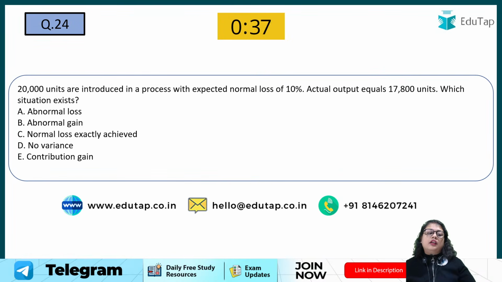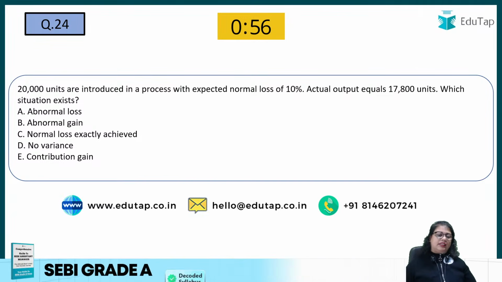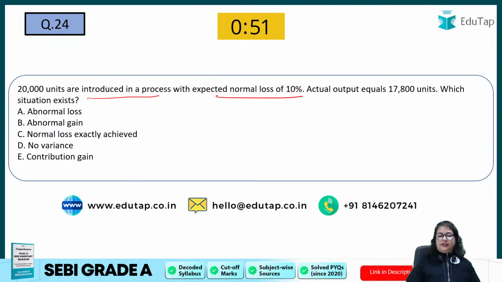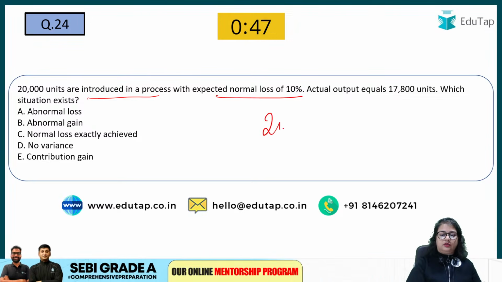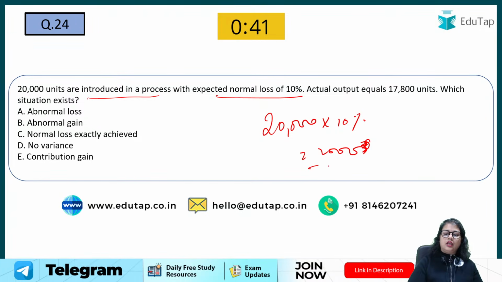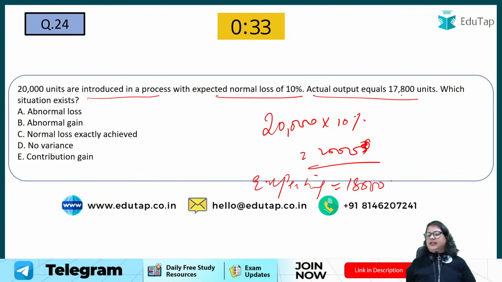Okay. Next, question number 24. 20,000 units are introduced in a process with an expected normal loss of 10%. So how much normal loss is there? 20,000 into 10%, that means 2,000 is the normal loss. So we are expecting that 18,000 should be the output after the normal loss, but the actual output equals 17,800.